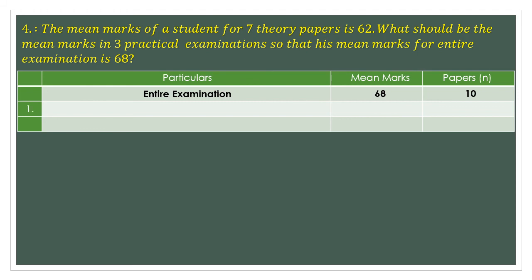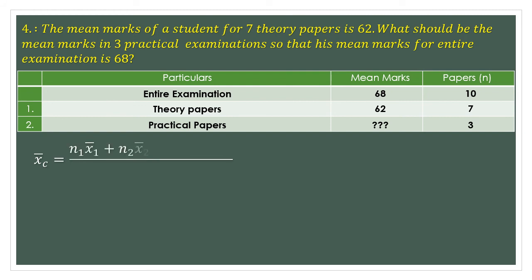The first group here will be the group of the theory examinations or theory papers. The mean marks which we have actually scored are 62 and the number of papers is 7. The second group here is the group of practical examinations for which mean marks are to be calculated, but we know that 3 papers are there. So using this data and putting it into our combined mean formula, we will get the unknown value. I am going to mark the unknown value, the question mark, as x. So the mean marks of the practical papers will be written as x in the equation. So we will be calculating the value of x.